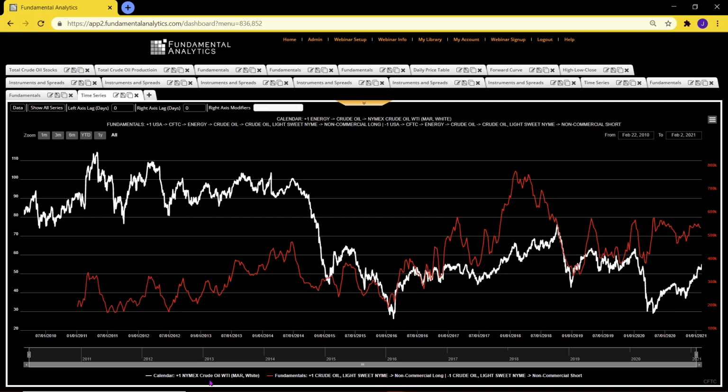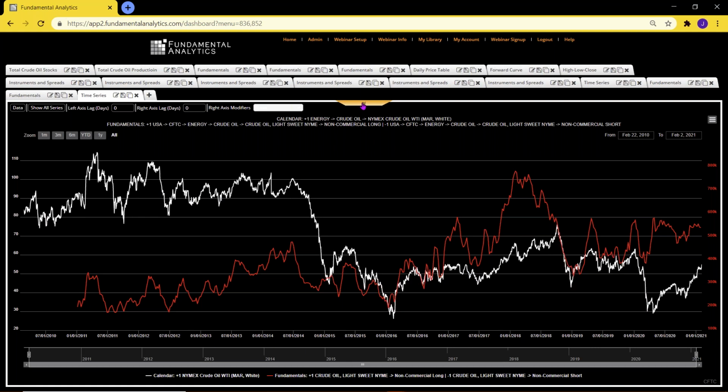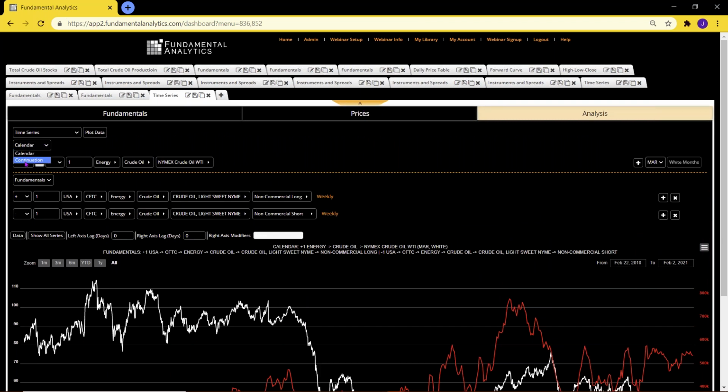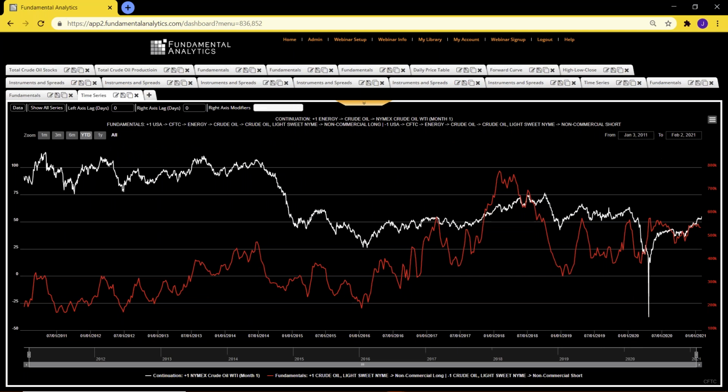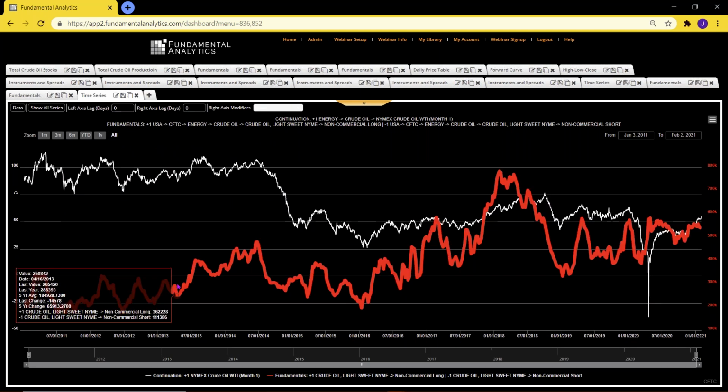All right, the white line again is the price of crude, the March contract. And the red line is the net position of funds. Probably what I need to switch from is, instead of using the March contract, just to use a continuation contract for crude oil. Month 1, front month. And now, this is your continuation price of crude. This is your net position of the funds in crude. Basically, the hedge funds, the large non-commercials.